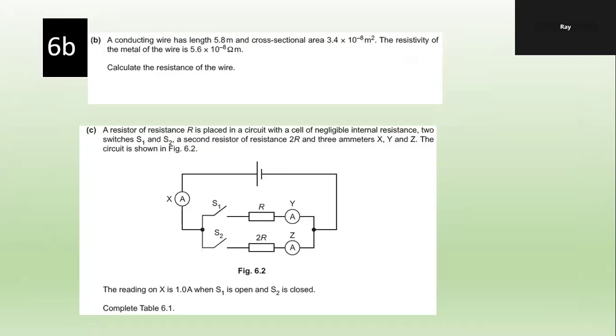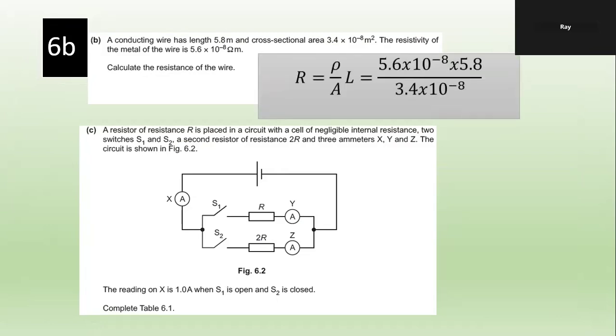A conducting wire has a length of 5.8 meter and cross-sectional area 3.4 times 10 to the power minus 8 meters squared. Resistivity of the metal wire is 5.6 times 10 to the power minus 8 ohm meter. Resistivity, you can expect paper 1 and paper 2 to come out. Calculate the resistance of the wire.